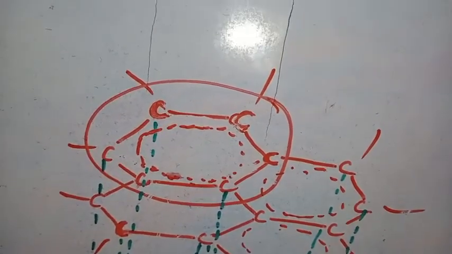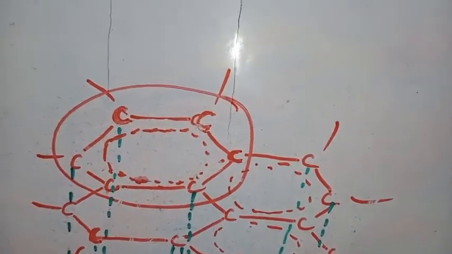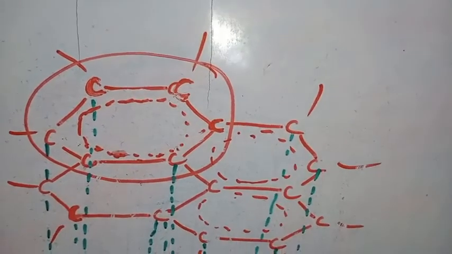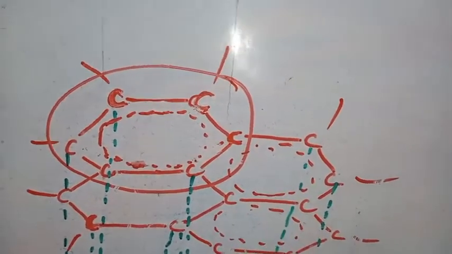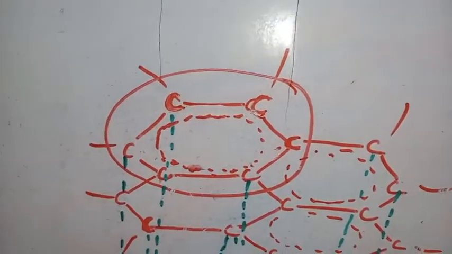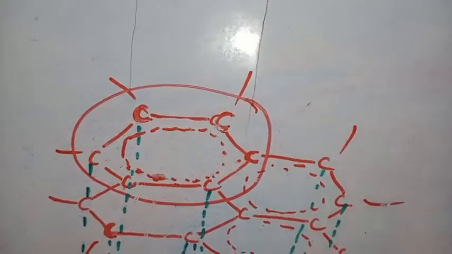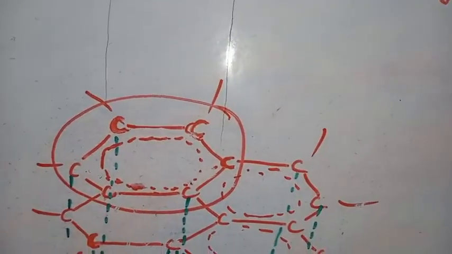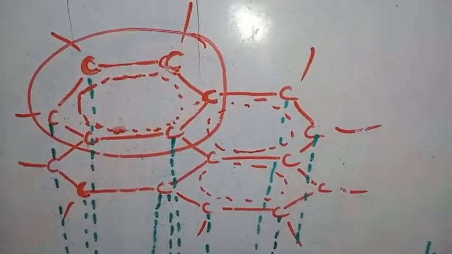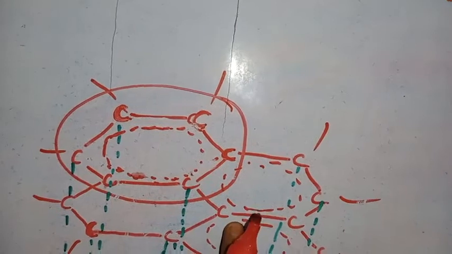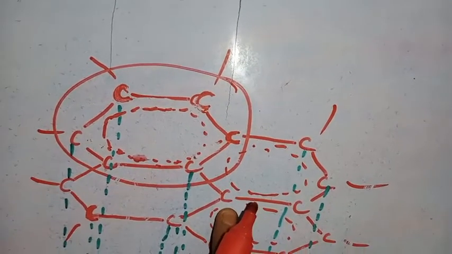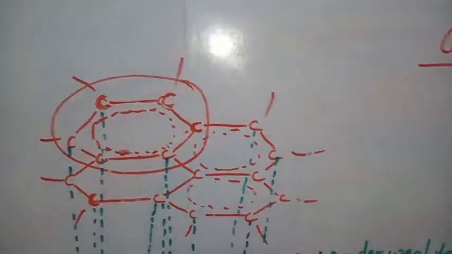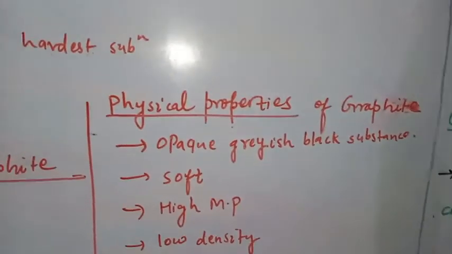That's why graphite acts as a conductor. Why? Because in graphite, each carbon atom in a hexagonal ring has a delocalized electron, and these free electrons are responsible for conducting electricity. So graphite, though it is a non-metal, shows conductivity of electricity due to the presence of 1 valence electron on each carbon atom in the ring. Understood? We'll see some physical properties of graphite.